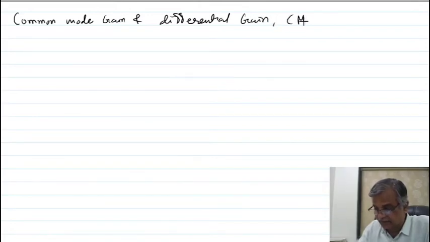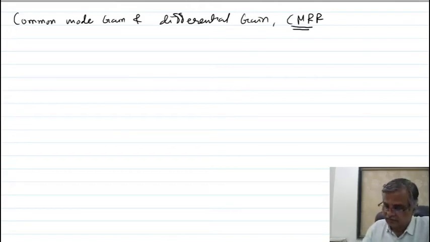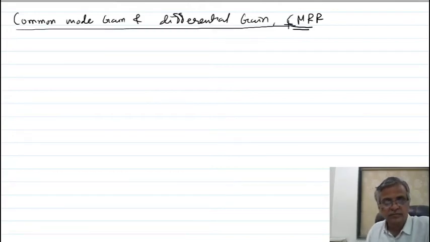And CMRR. The function of the differential amplifier is to amplify only the difference between the two input signals.